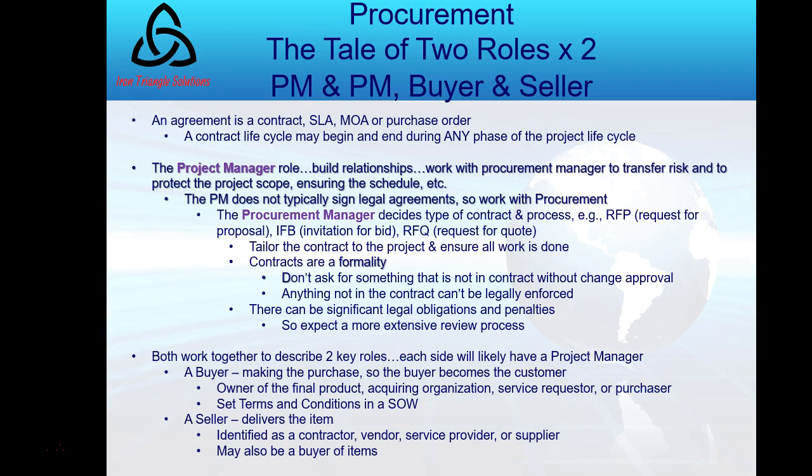So they're going to offer the type of contract and the process for solicitation, whether you do a request for proposal, RFP, or an invitation for bid, IFB, or a request for quote, RFQ. And remember, contracts are a formality. So these are no small things. Your company should have a specific strategy to maximize your contract advantages while creating a win-win situation between you and the seller.